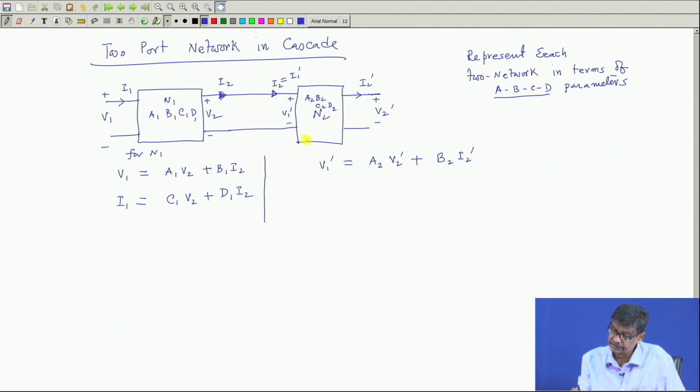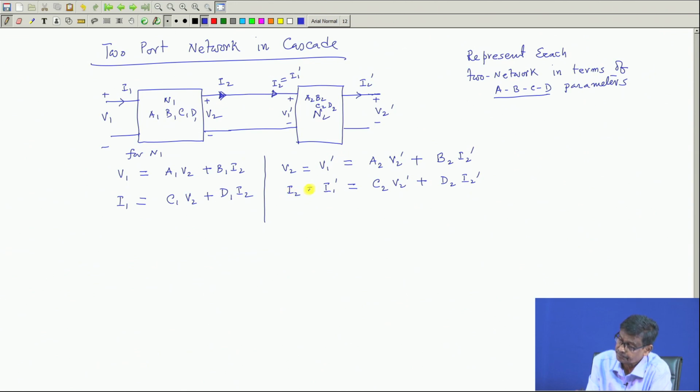And in the second equation, I 1 dashed is equal to what? C 2 V 2 dashed plus D 2 I 2 dashed. That is what I will do. But you see that V 1 dashed and V 2 are the same, this V 2. So, this is nothing but V 2 itself. Similarly, I 1 dashed is nothing but I 2 itself.